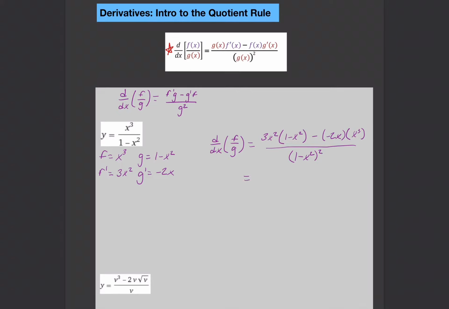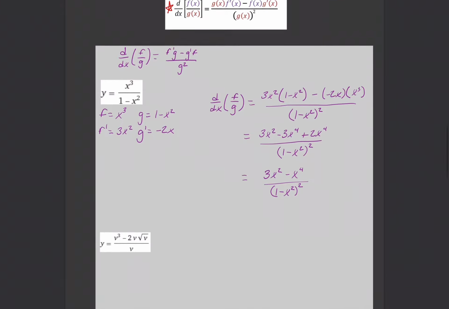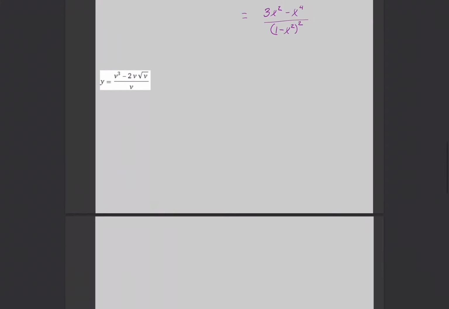Now we can simplify the top a little bit, and we'll get 3x squared minus 3x to the fourth plus 2x to the fourth, all divided by 1 minus x squared, squared. And now we can combine like terms on the top, and we'll get 3x squared minus x to the fourth, all over 1 minus x squared, squared. And that's that for our first example. Now on to our next example.